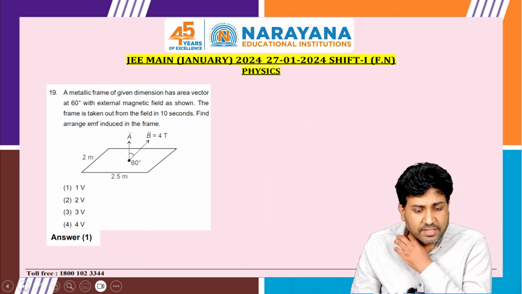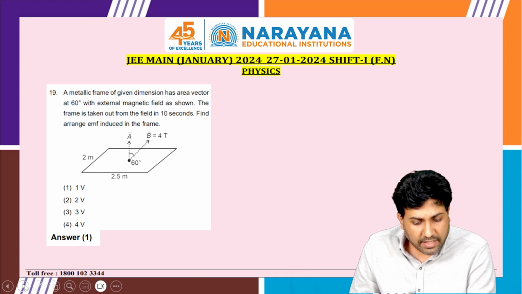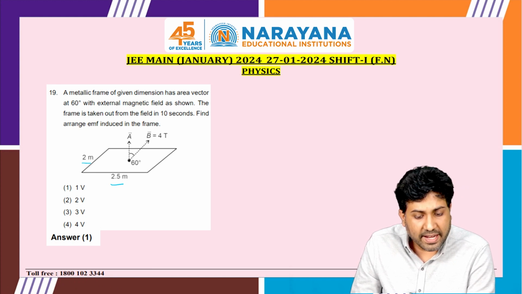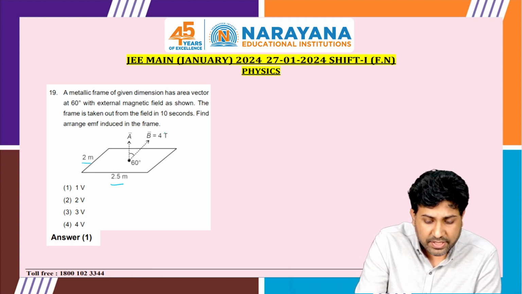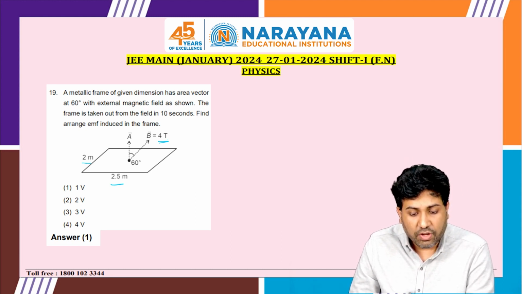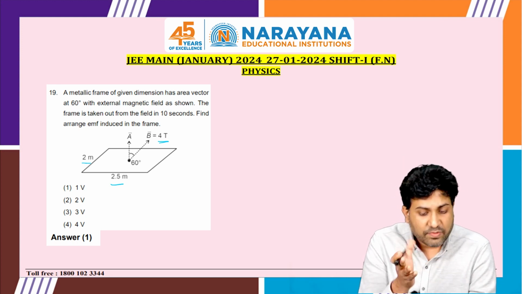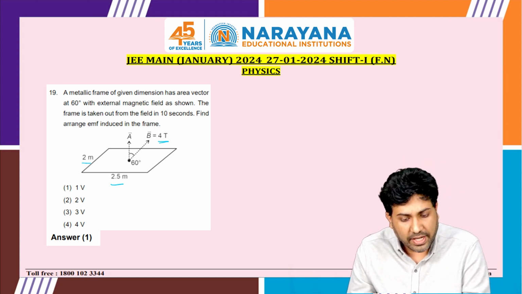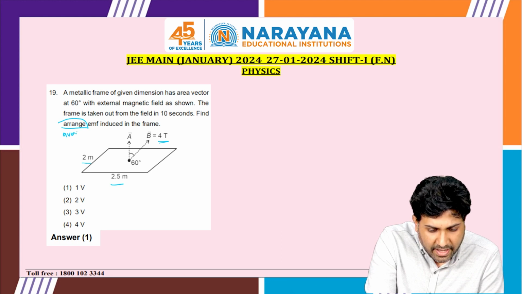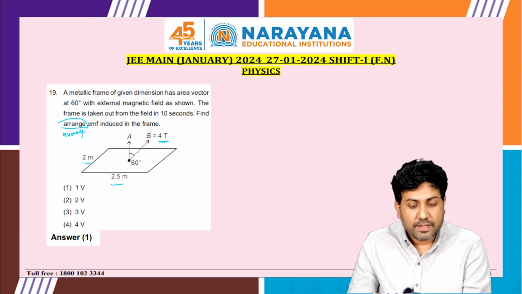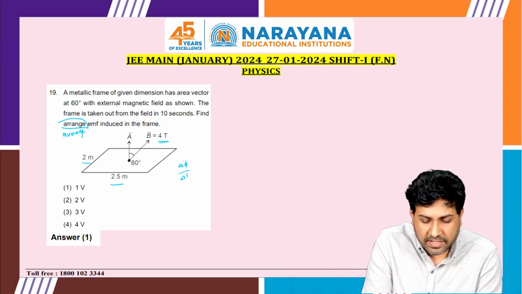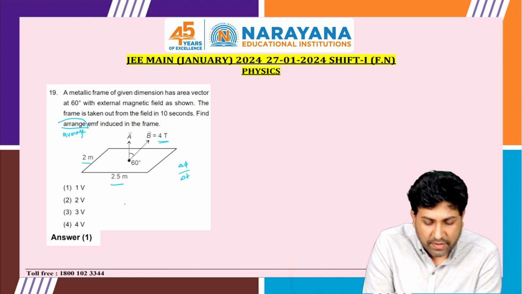In this question, what is given to us? There is a metallic frame of the dimensions as shown here. The area vector is making an angle of 60 degree with the external magnetic field, which is in this direction, and the magnitude of the magnetic field is 4 Tesla. The frame is taken out of the field in 10 seconds. That means there was flux initially and the flux will suddenly change. Then find the average EMF. So there's a printing mistake here. Okay, it should be: find the average EMF induced in the frame. So what is the average EMF? Average EMF basically will be delta phi upon delta t. Okay, now what is the initial flux?